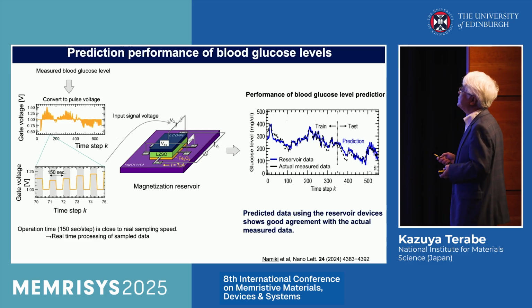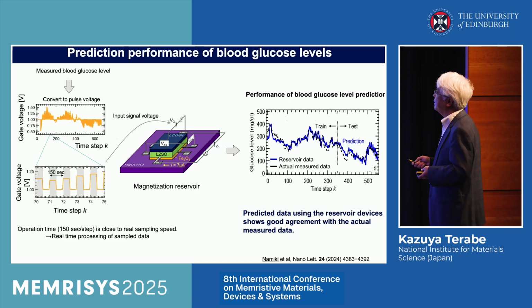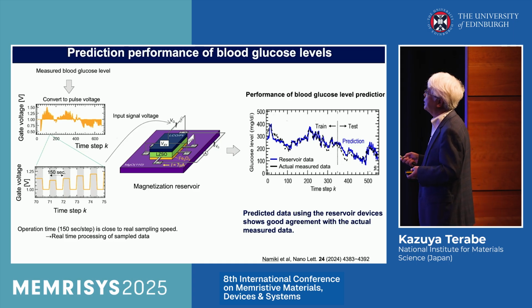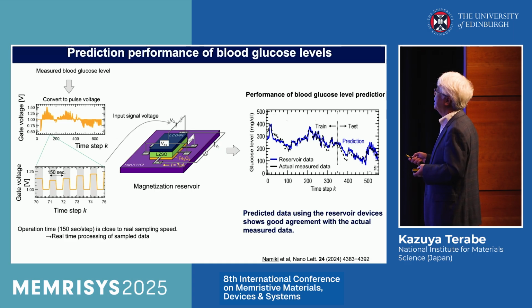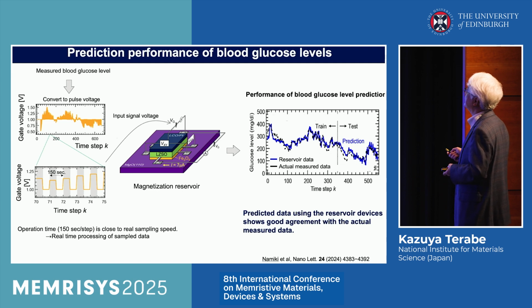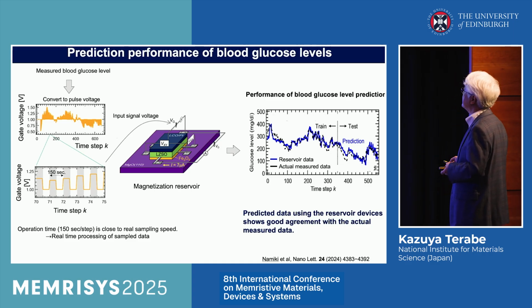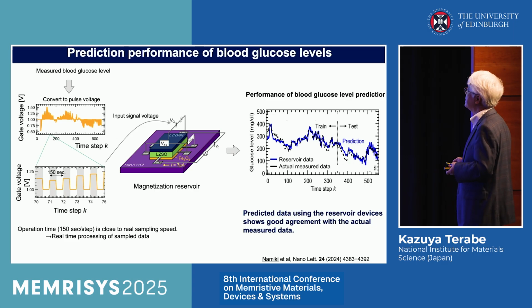So this is the prediction performance of the blood glucose level. This is the measured blood glucose level. The data is changed to the pulse voltage like this, and input here. And we examine the performance of the blood glucose level prediction. This is the training area. This is a test. You can see that this is the actual measured data, and this is the reservoir data. This data is very coincident with each other. So the predicted data using the reservoir device is in good agreement with the actual measured data.